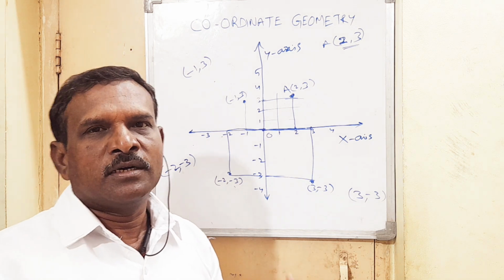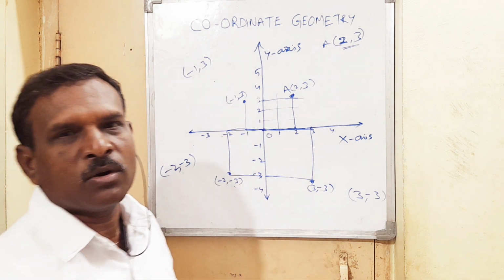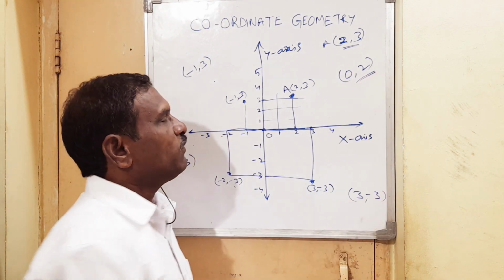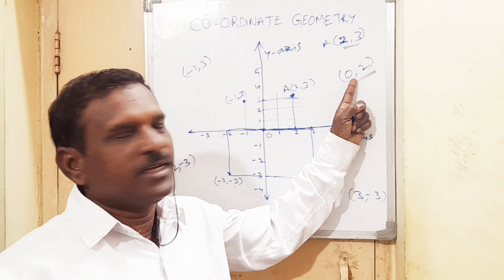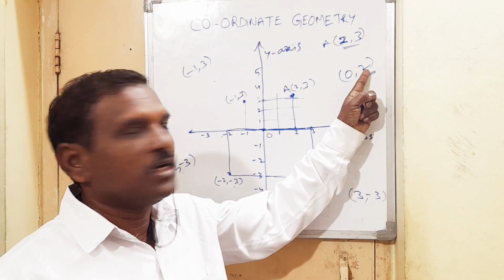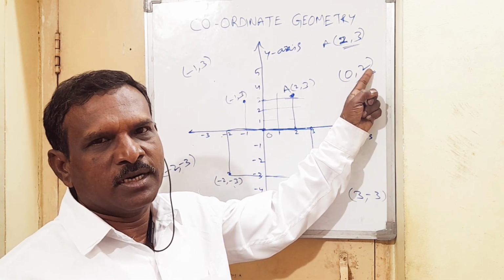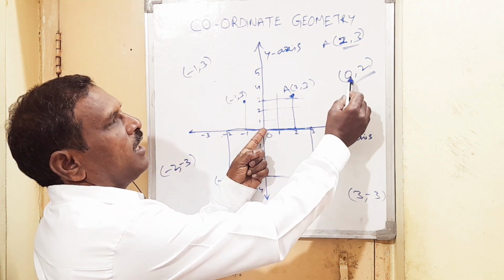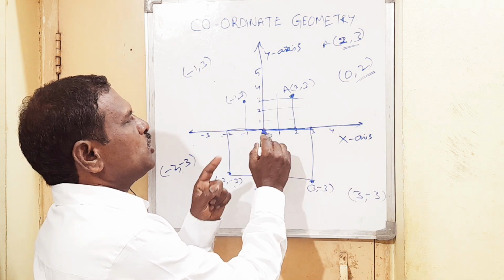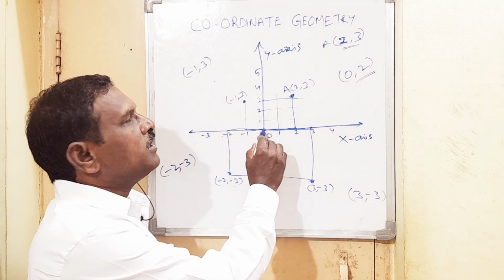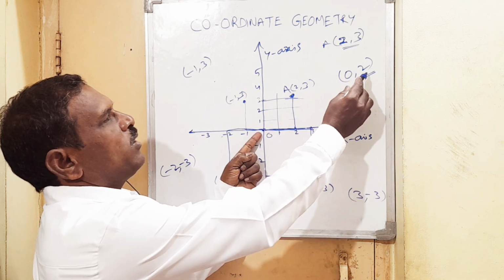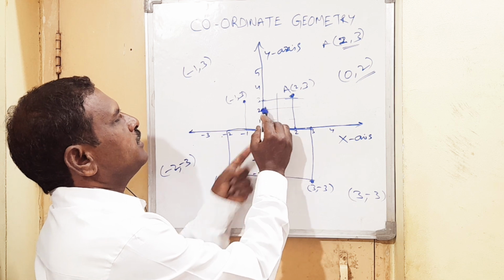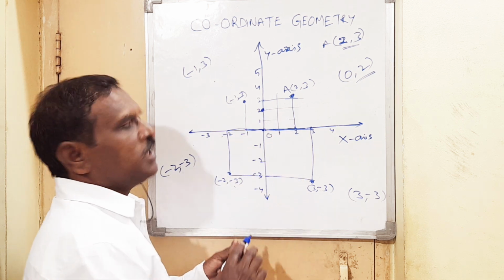Okay, is it clear? Now I have one more point, that is (0, 2). See carefully. Here the x coordinate is 0, the abscissa is 0, and the y coordinate is 2. Then how to plot this point? Let us try. So we start from the origin. On the x coordinate it is 0. 0 means don't move anywhere. You stay there only. After that, the y coordinate is 2, so we should move upward here. This is (0, 2).